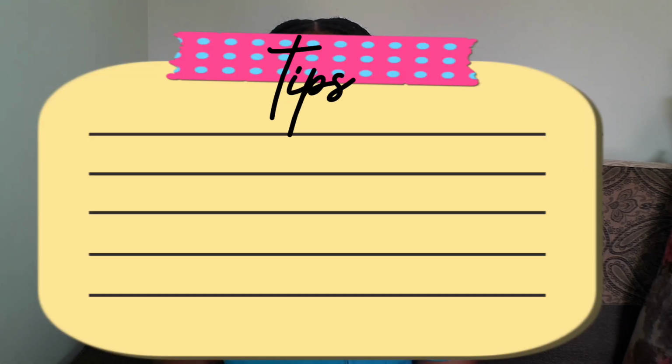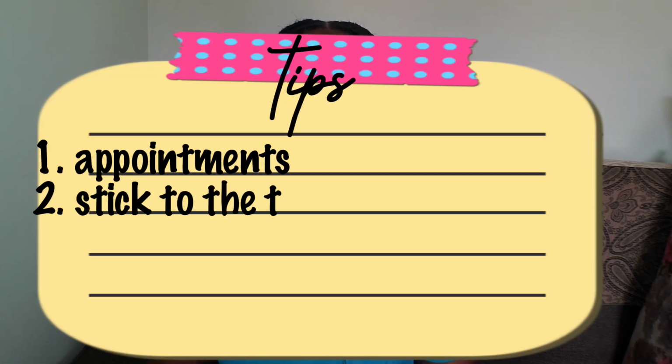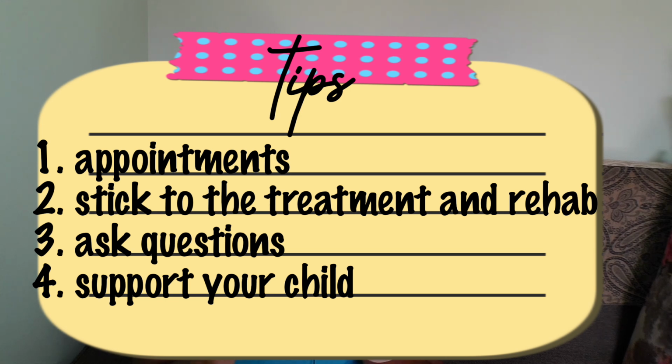So here are a few closing tips for parents. One is keep regular checkups, follow the therapy plan, and always ask questions and stay involved. Don't forget to support your child emotionally and in any way that they need support.